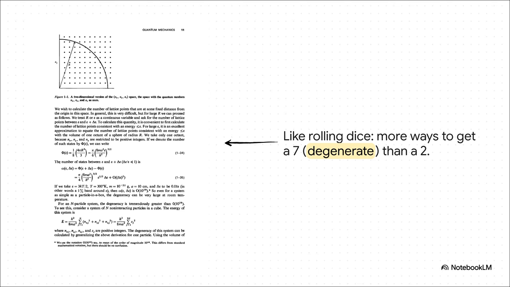Let's say the total energy of your system is like rolling a 7. Well, there are a whole bunch of different ways to do that, right? A 1 and a 6, a 2 and a 5, a 3 and a 4, those are all different degenerate states. But what if you want to roll a 2? Well, there's only one way, a 1 and a 1. And here's the key takeaway. Systems in nature are way more likely to be in a state, like 7, that has more ways it can be made. That's a huge piece of the puzzle.